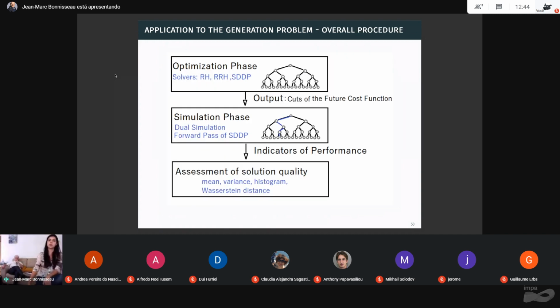So another simulation we have done has the overall procedure that, in the optimization phase, we use rolling horizon, regularized rolling horizon, and SDDP. As outputs, we have cuts of the future cost function. We use these cuts at each node to simulate a forward path of SDDP, what we call the dual simulation. And from this simulation, we have the indicators of performance: the mean, the variance, the histogram, and the Wasserstein distance, since we compare the distance between histograms to know if this distribution is more stable with respect to samples.